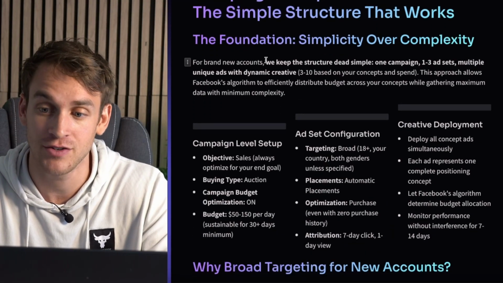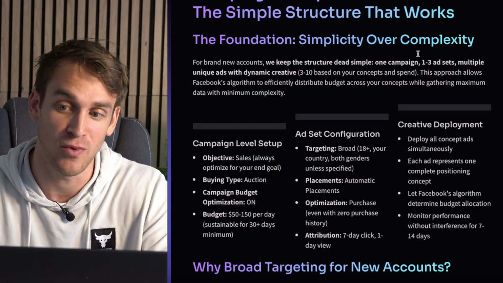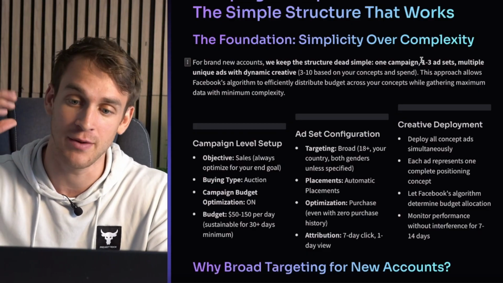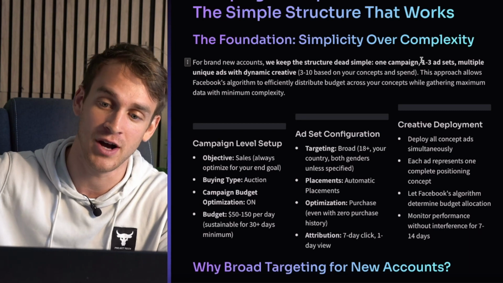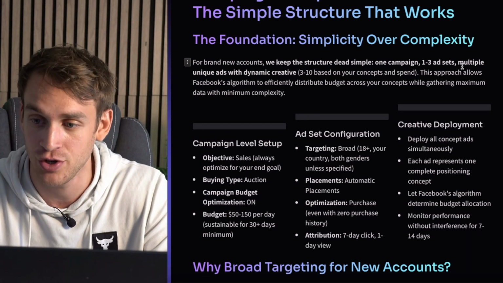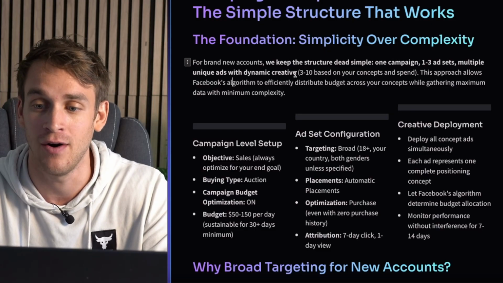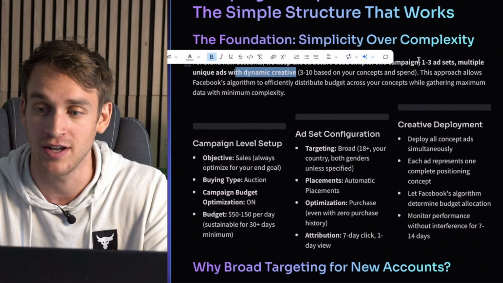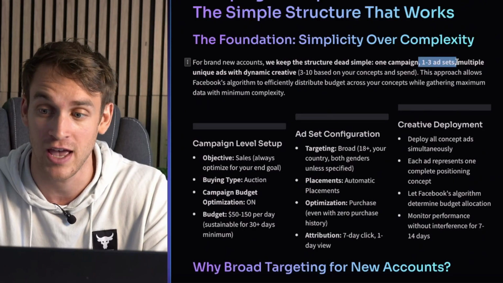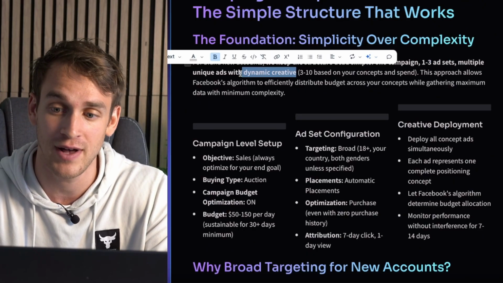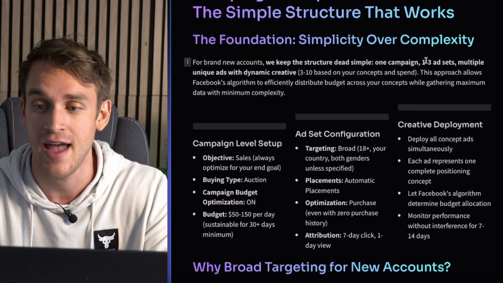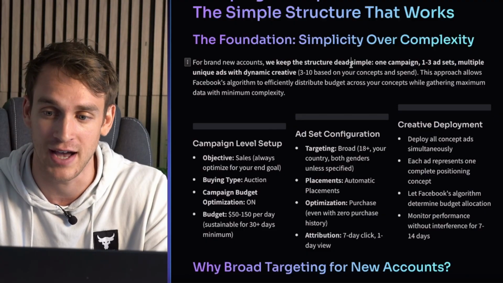So for new accounts, we keep the structure dead simple, all right? One campaign, 1 to 3 ad sets where again, we're doing one with broad and then we're layering on lookalike or interest stacks if we choose to. And then we have multiple unique ads inside of a dynamic creative set. Now, the dynamic creative sets are the same across each ad set. Okay, so the only thing in the whole campaign that's different are the actual individual ads inside of the dynamic creative set and the actual targeting options we have on the ad sets, okay?